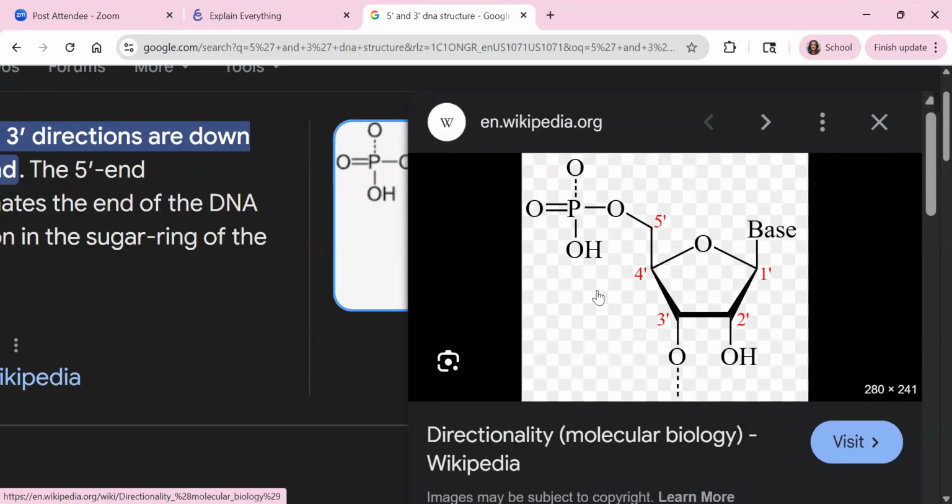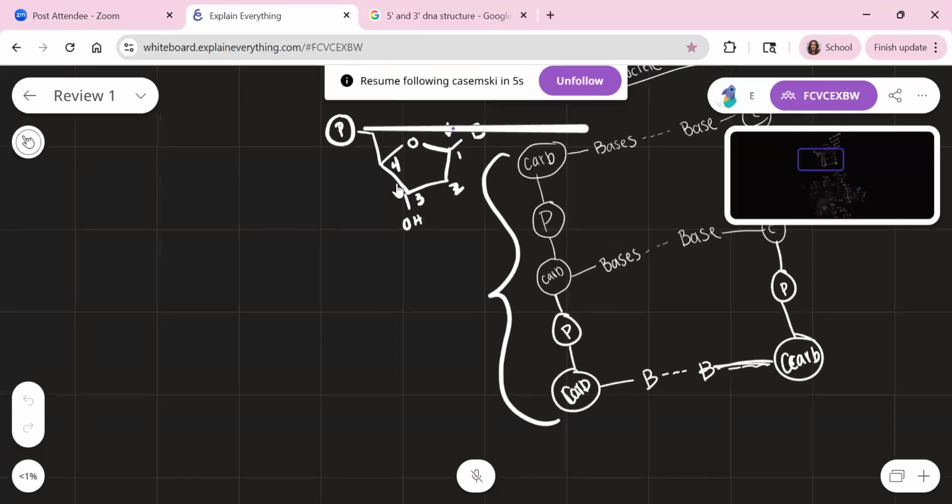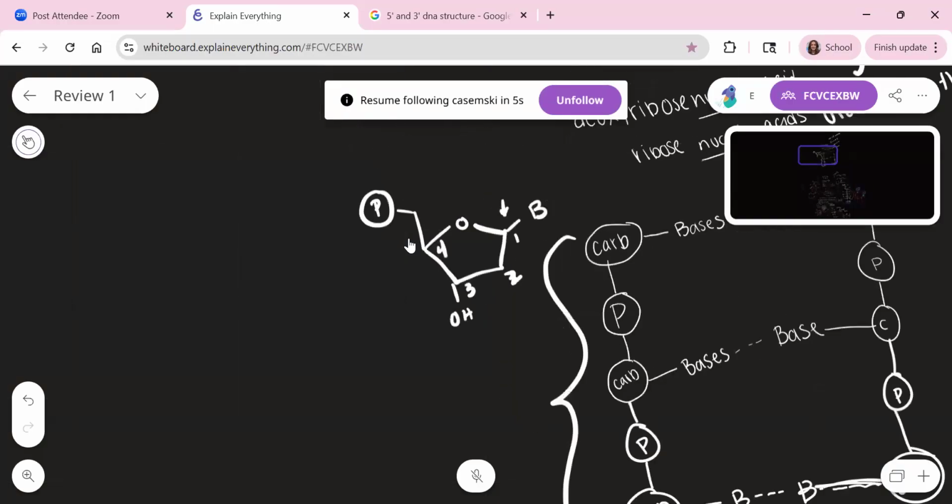Can you switch tabs again? Oh, my bad. Like this.